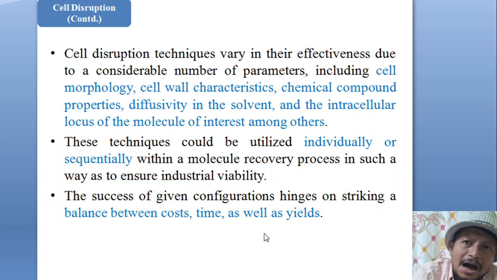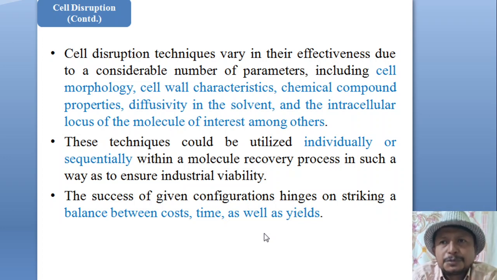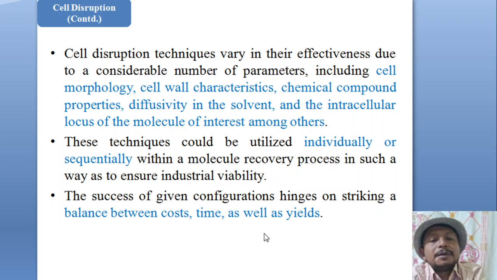Suppose we are using high pressure homogenization. That means we have to purchase a machine. We need a machine there. So that method is very costly.